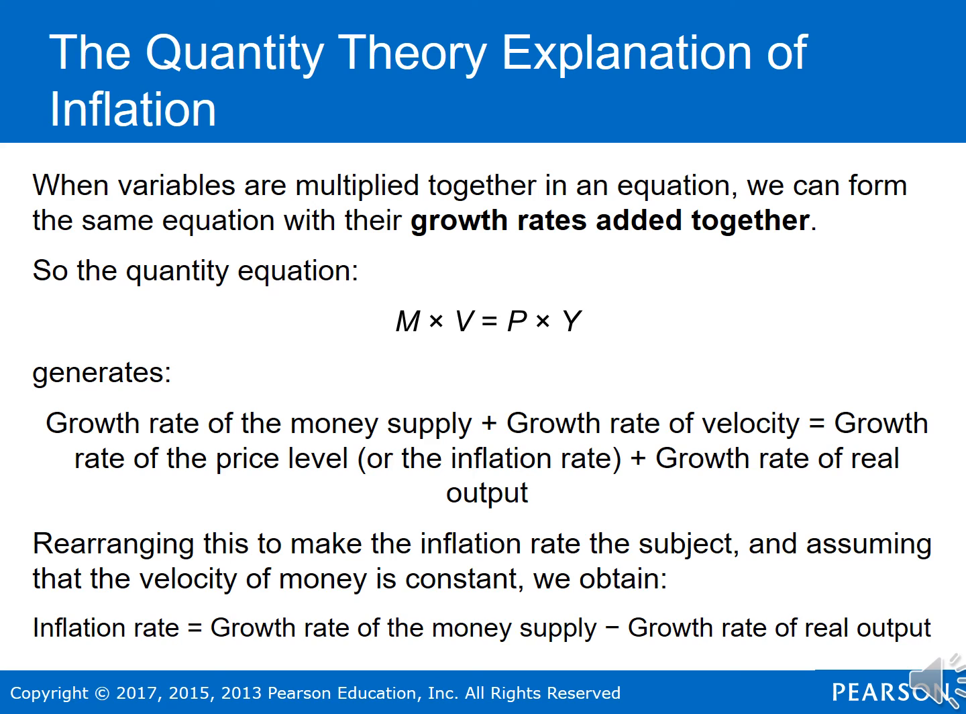To see this more clearly, we can use this mathematical rule that states that an equation in which variables are multiplied together is equal to an equation in which the growth rates of these variables are added together. So we can change M times V equals P times Y into the growth rate of the money supply plus the growth rate in the velocity of money equals the growth rate in the price level, or the inflation rate, plus the growth rate of real output. We can then rearrange this to make inflation the left-hand side variable and assume that the velocity of money is constant over this time. Then we get the inflation rate equals the growth rate of the money supply minus the growth rate of real output.